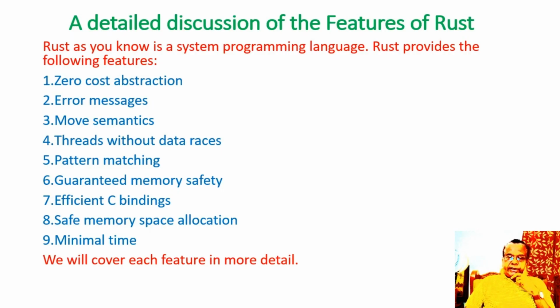A detailed discussion of the features of Rust. Rust, as you know, is a systems programming language. Rust provides the following features. One: zero cost abstraction.